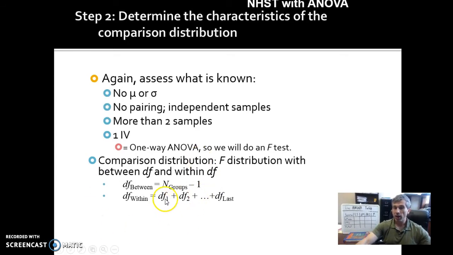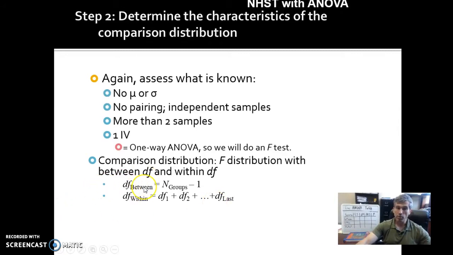That involves calculating degrees of freedom for each group separately, just the number of people in the first group minus 1, number of people in the second group minus 1, and then adding them all up together. You also can get degrees of freedom within by just subtracting the number of groups from the number of participants if you want. The nice thing about this is you can also reverse the process.